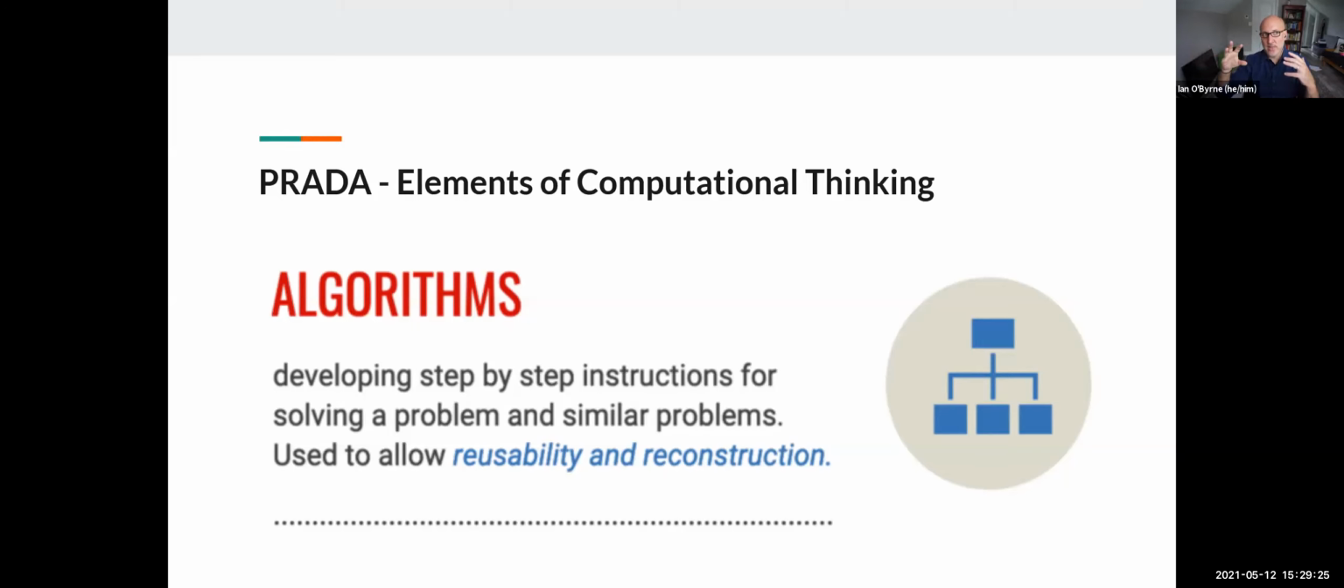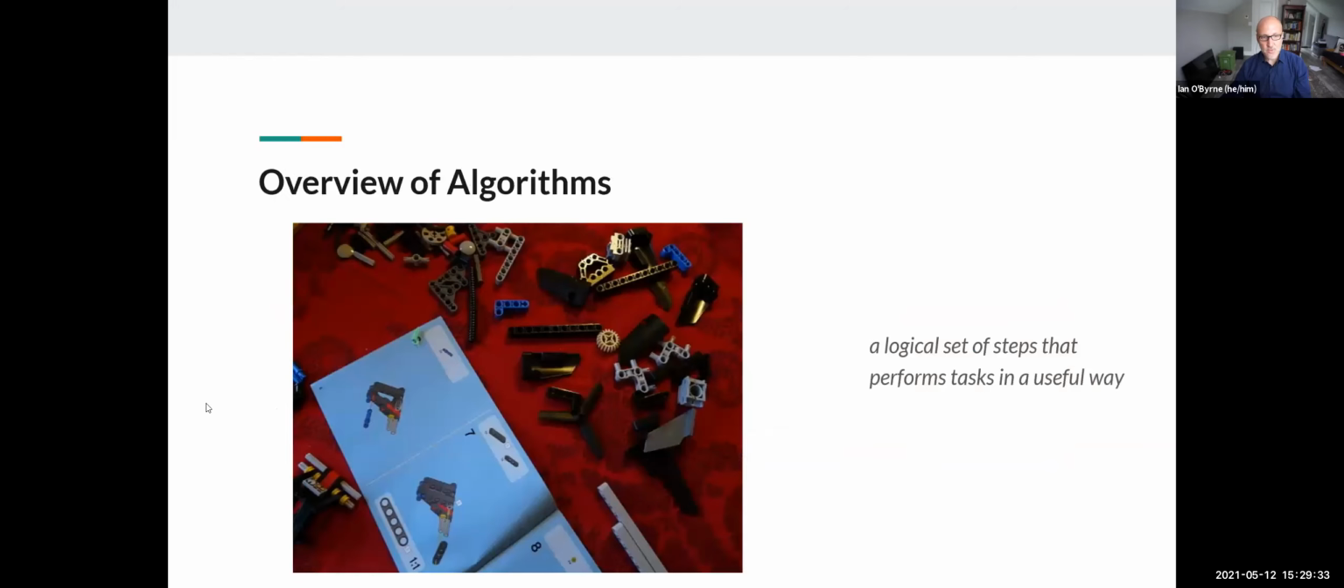That's where some of the challenges arise, as we see an algorithm that we want to just plug into different areas. So once again, I have the Lego step, and we're thinking about a logical set of steps to perform tasks in a useful way. What might be an example of an algorithm in your fields, in your life, in your disciplines?